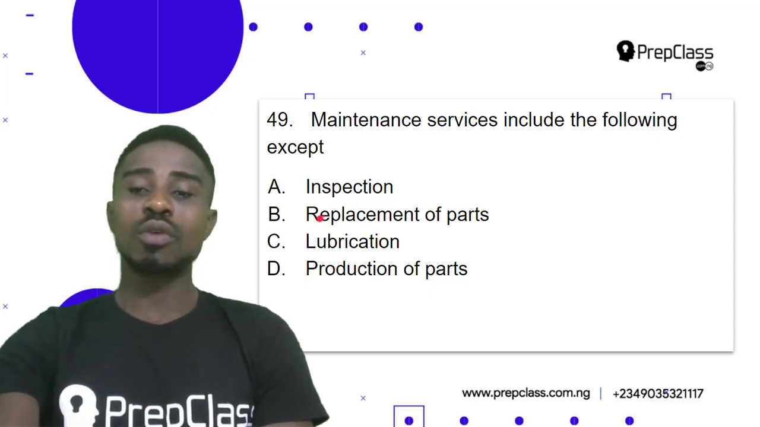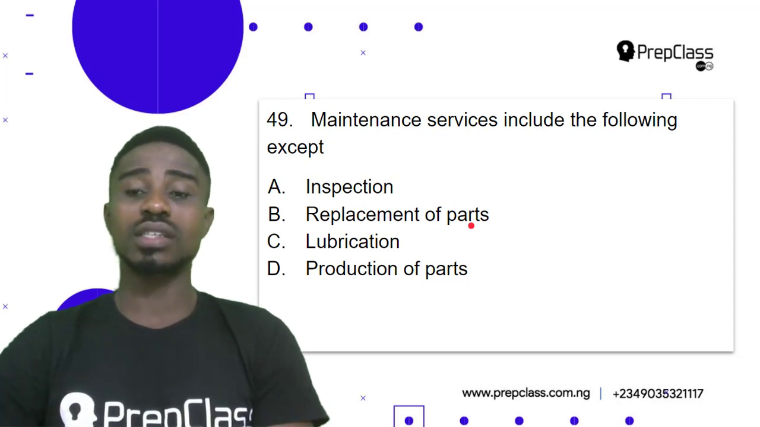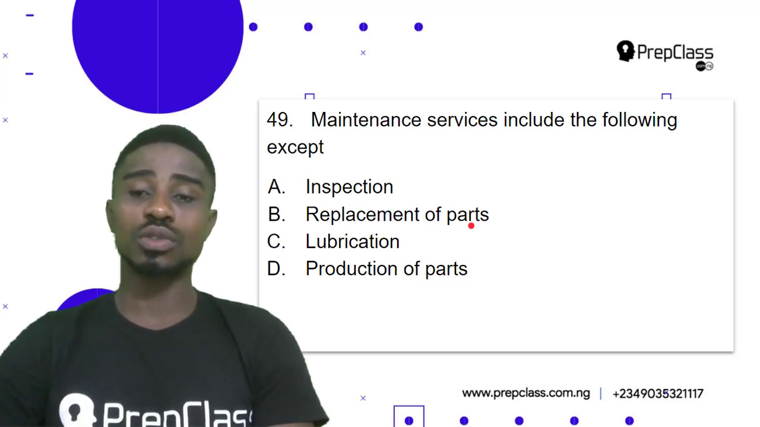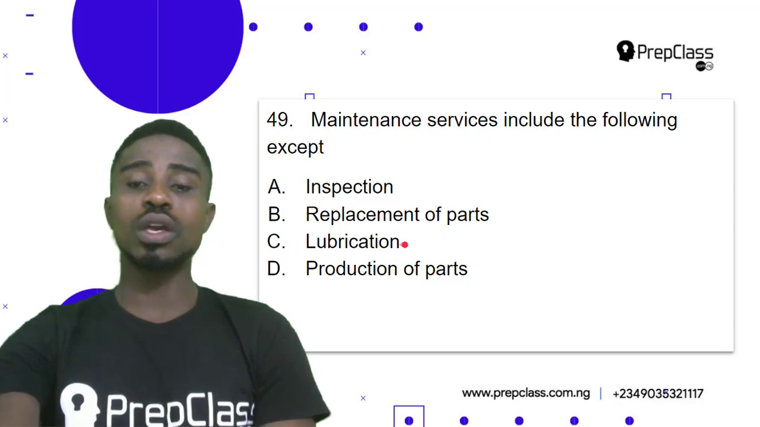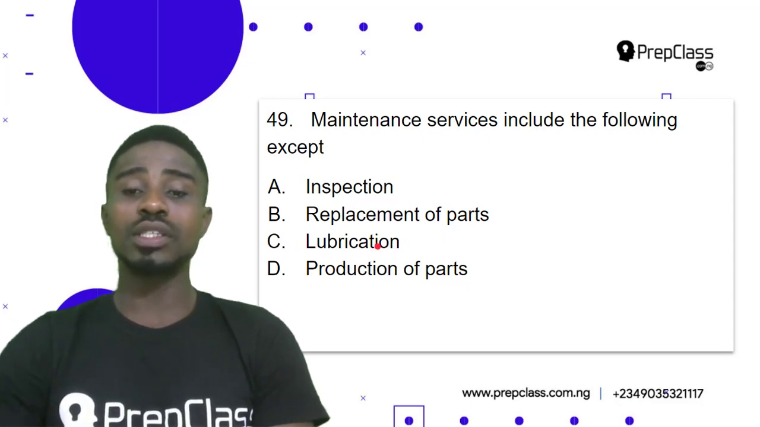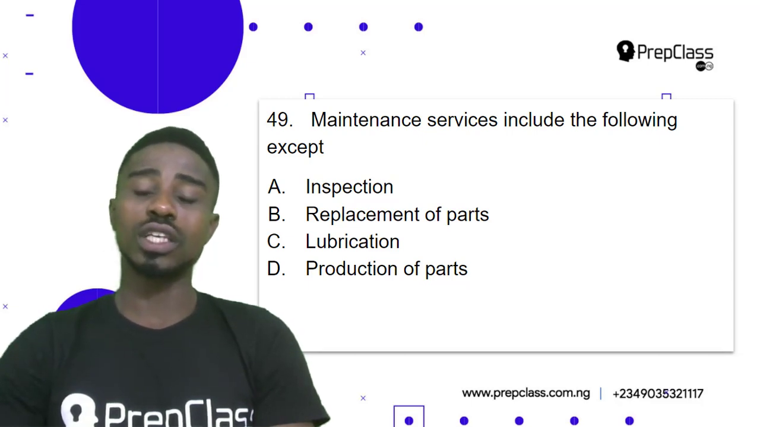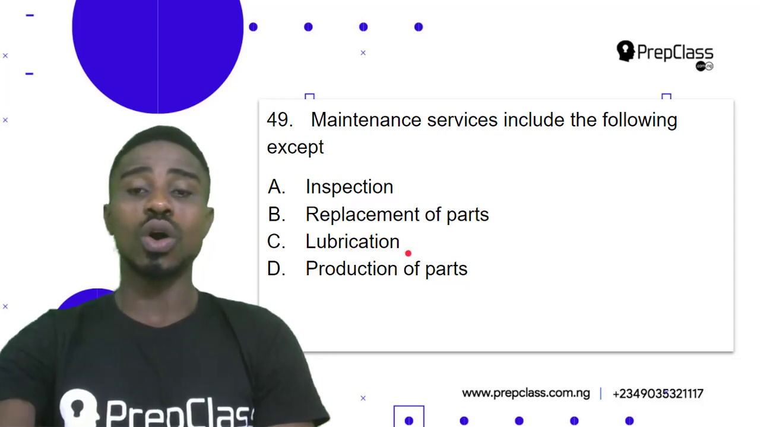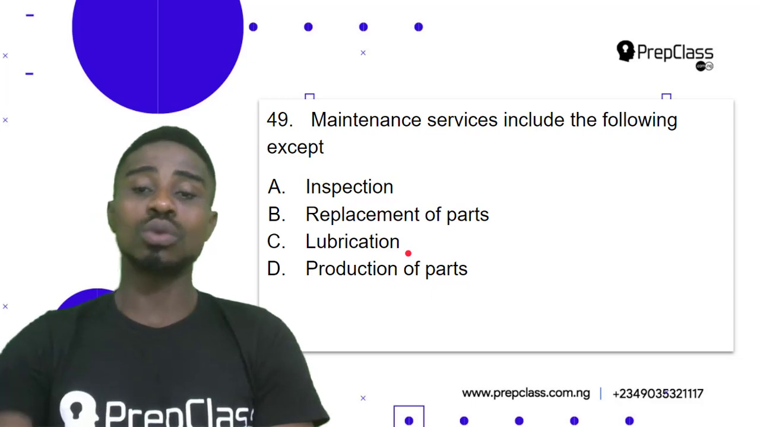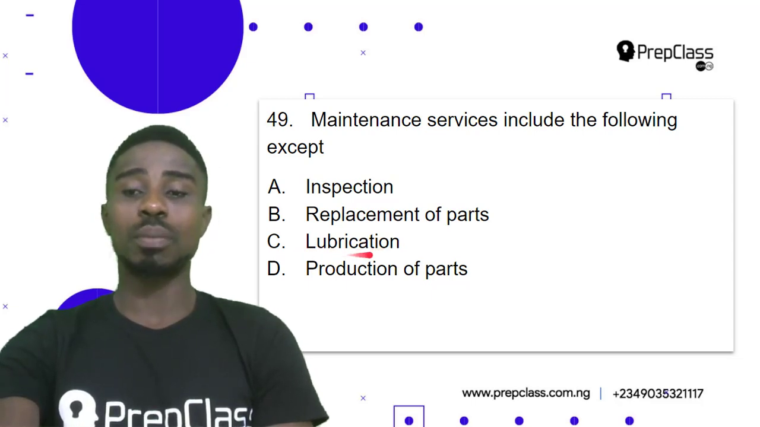Option B, replacement of parts, is also a maintenance service because if a part is worn out, it has to be replaced. That's an approach in maintaining the equipment, so it's also a maintenance service. Option C, lubrication. Lubrication is also a maintenance service because we are trying to apply oil where necessary so as to reduce friction, which in turn will reduce the wear and tear of the equipment, or also prevent the equipment from overheating or losing energy. So lubrication is also a maintenance approach.